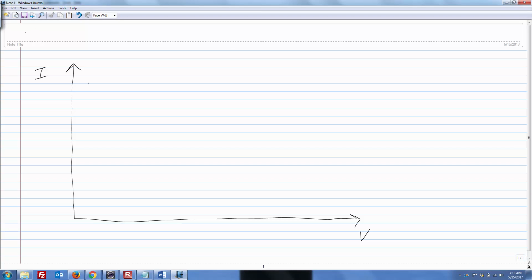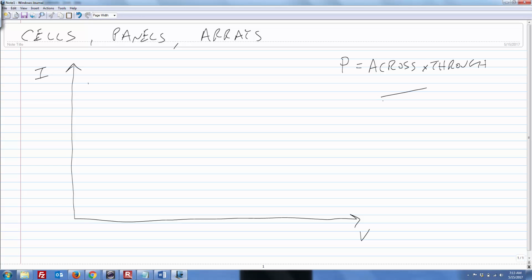Another thing you always need to keep in mind, with cells, panels, and arrays, in any power system, is that power equals an across variable times a through variable. In the case of a solar array, you can think of it this way, just a plus and a minus. The voltage is the across; you're always measuring voltage across two terminals. And the current, I, is the through.